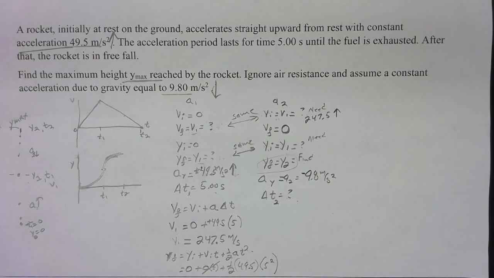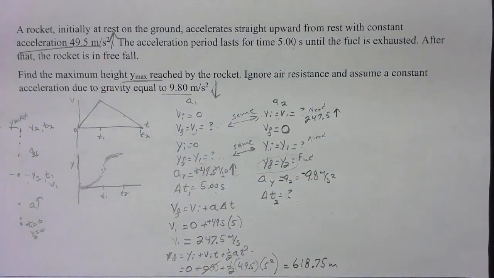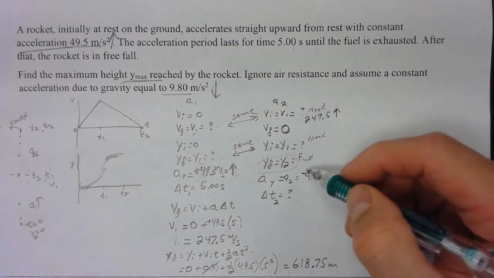And that gives me 618.75 meters. I'm going to carry everything out to the end. We've only got 3 significant digits in all our values, so at the end, I'll round to 3 digits. Okay, I've got that. Plug that in here.